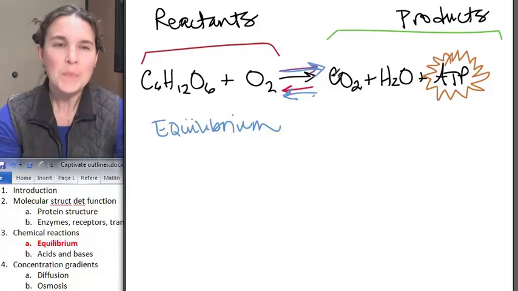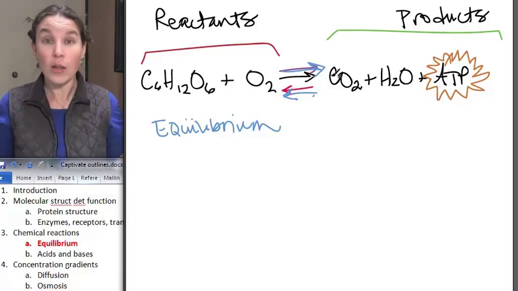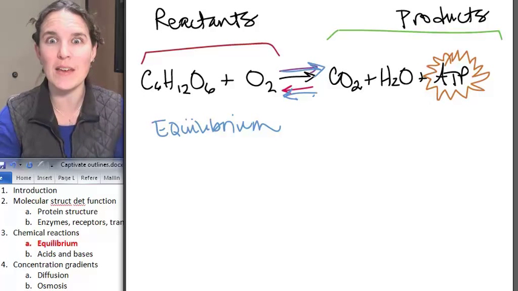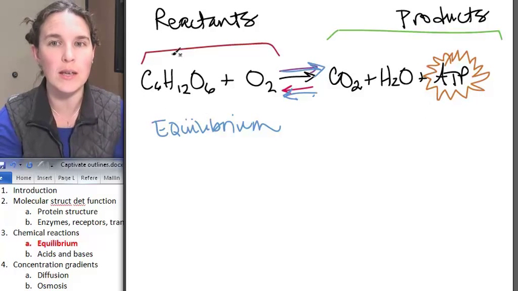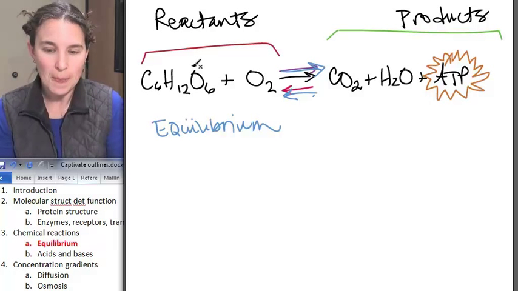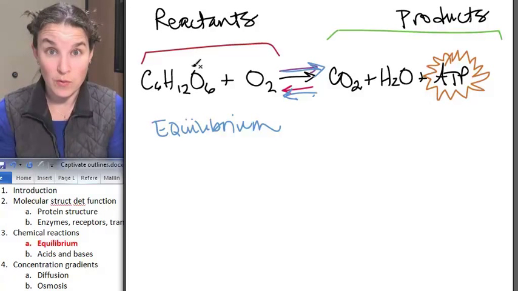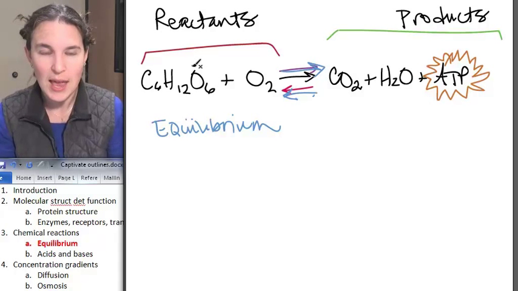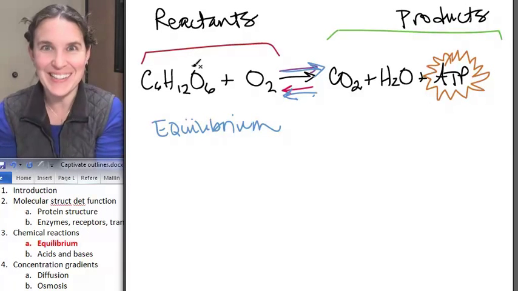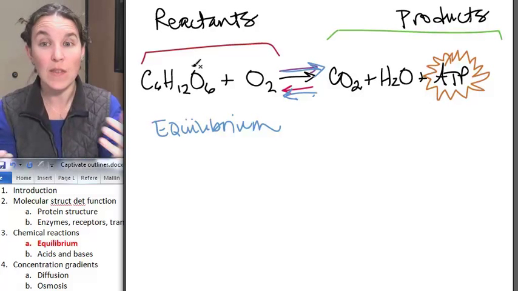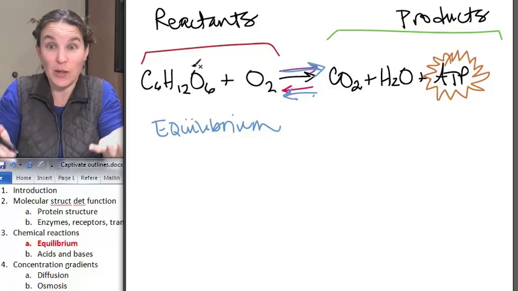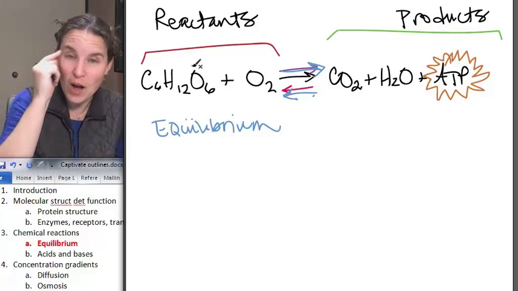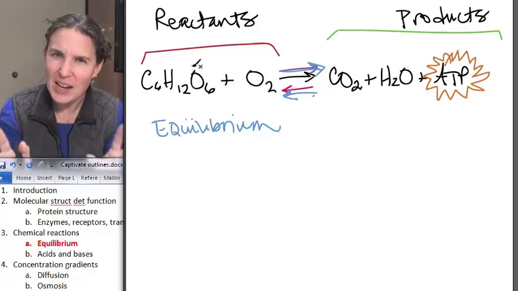All chemical reactions will ultimately reach equilibrium. You will eventually run out of reactants and you will eventually build up the products. And if you have enough product and not enough reactant, that reaction, when it reaches equilibrium, will move the other direction. Okay, so are you cool with that idea?